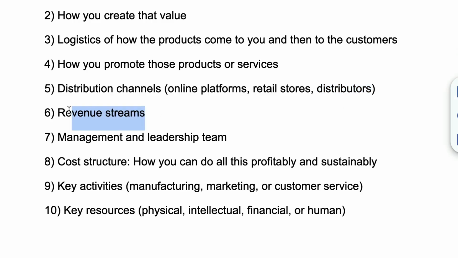Number 6 is revenue streams. You see, a revenue stream is a key element, not your business model, because many people define the word business model by saying your business model is how you make money. Well, not quite. The revenue stream is just one of the key elements, but there are many key elements that have to all work well together. Now, key element number 7 is your management and leadership team. Key element number 8 is your cost structure.